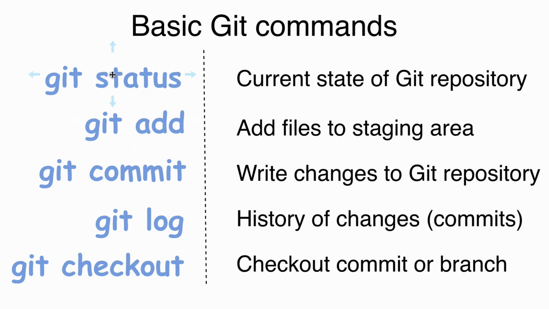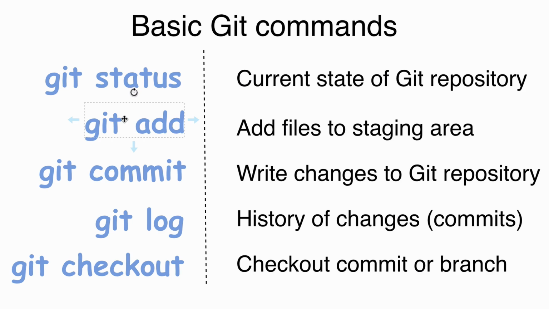First one that we have already used is git status. With the help of this command, you can get the current, let's say, state of your Git repository. This command will show you the current branch. Also, it will show you if there are some changes ready to be committed. Also, if you change some files or add new files into the working directory, this command will show you those changes.